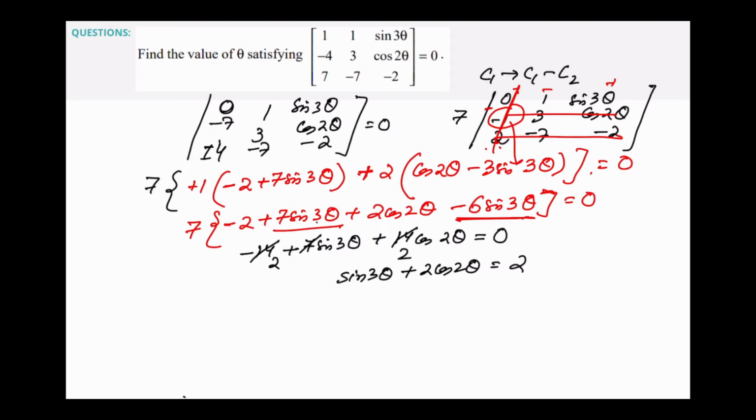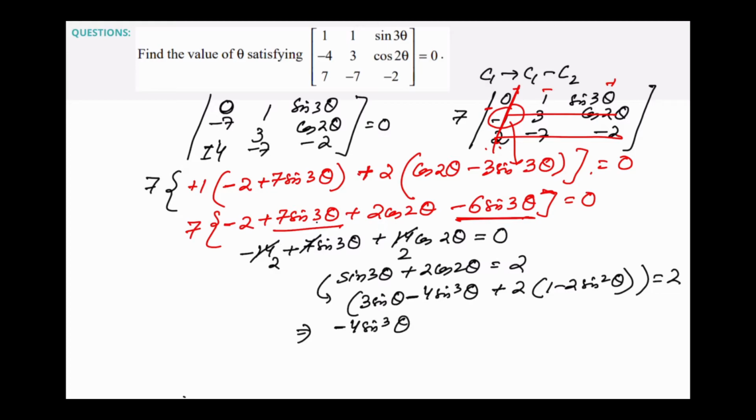Now what we'll do, we'll try to make either a quadratic or a cubic equation so that we can use the formula and solve it by a quadratic or a cubic method. Now sine 3 theta can be written as 3 sine theta minus 4 sine cube theta. And cos 2 theta can be written as 1 minus 2 sine square theta. Now either you make the whole thing in terms of cos, or the whole thing in terms of sine. I made everything in terms of sine only. So what I got is minus 4 sine cube theta, minus 4 sine square theta plus 3 sine theta is equal to 2 minus 2, that is 0.